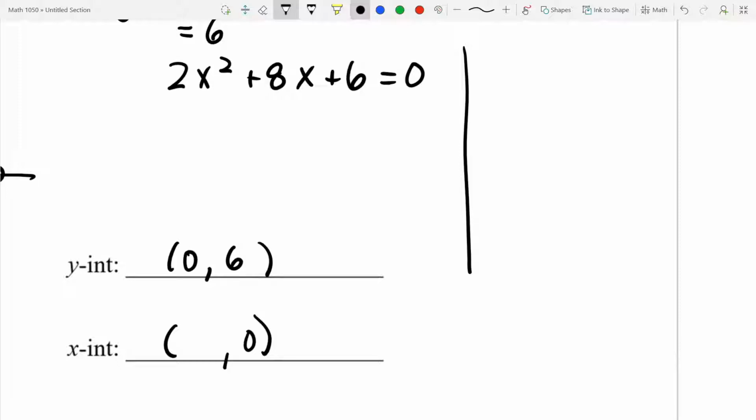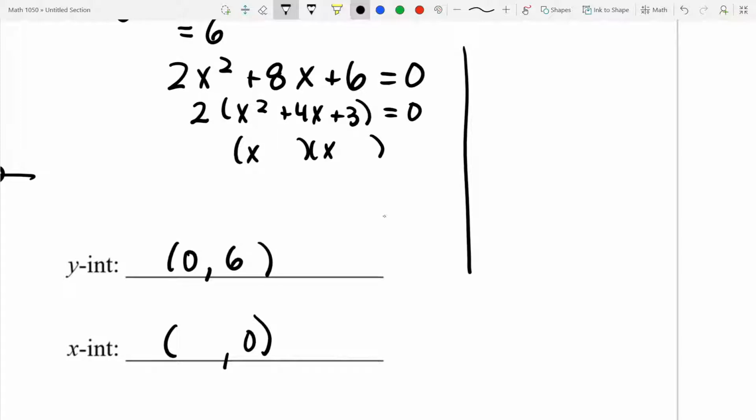I would absolutely take out a 2. It's so much easier if those numbers are smaller. So everybody take out a 2, and you're left with x to the second plus 4x plus 3 equals 0. Now keep factoring. So the x to the second goes to an x and an x. Signs are the same. They're both positive. 3 and 1 multiply to give me 3 and add to give me 4. So there we go. My line is wrong. Look at what I've written. Somebody tell me what's wrong with that.